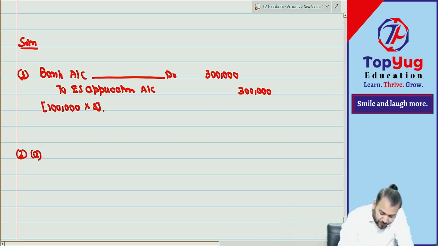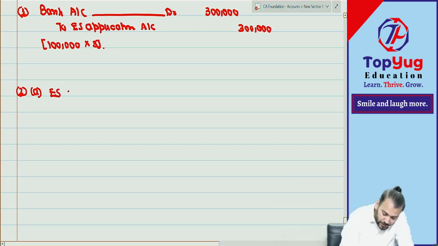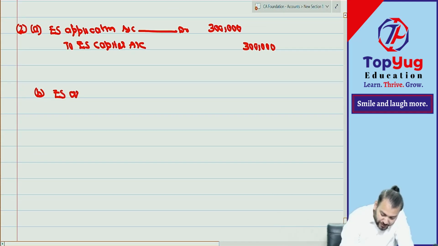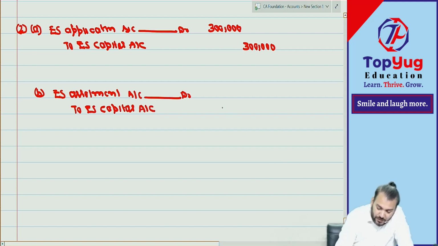Then the second, A. Equity share application account debit to what? Equity share capital account. How much? 3 lakh. Then point B. Equity share allotment account debit to what? Equity share capital account. This is also 3 lakh. 1 lakh into 3, right? 3 lakh.